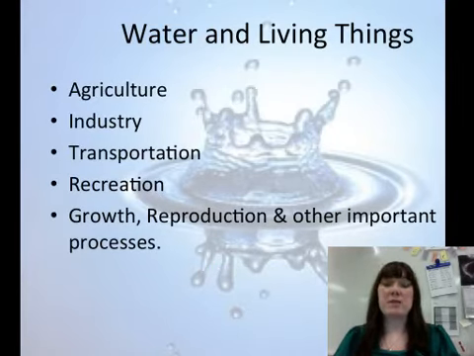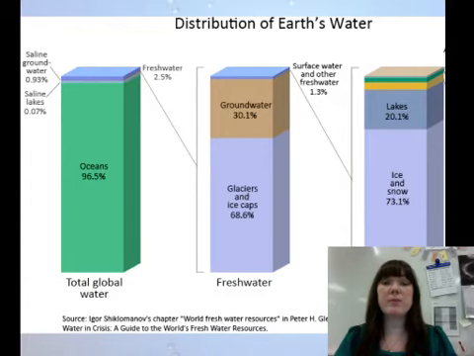Living things on this Earth depend quite a bit on water. In fact, when we're looking for life on other planets, the first thing that we look for is: is there water there? We depend on water for agriculture, industry, transportation, recreation, and cells rely on water for growth and reproduction and lots of other processes.